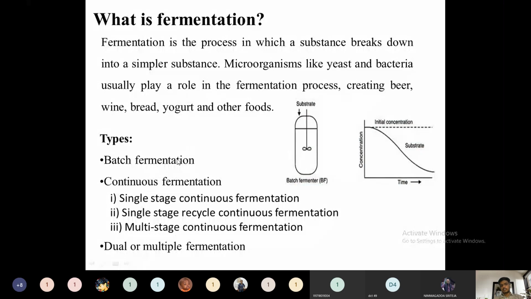So we can differentiate between continuous and batch fermentation processes. Any operation characterized as batch means there is no continuous input and no continuous output. That process is called a batch process. Whereas when there is a continuous input and continuous collection of the product from the reactor or tank, that is a continuous process. So when a single tank is present with continuous input and continuous output, that is called a single stage continuous fermentation process.